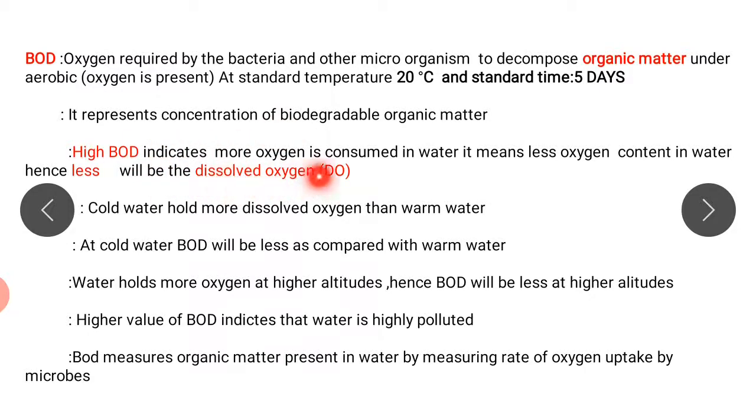High BOD indicates more oxygen is consumed in water, meaning less oxygen content in water, hence less dissolved oxygen. So this is the relation between dissolved oxygen and BOD. The higher the value of BOD, the lesser will be the value of dissolved oxygen. Okay, so students may get confused between these two terms, that is BOD, biochemical oxygen demand, and DO, that is dissolved oxygen.